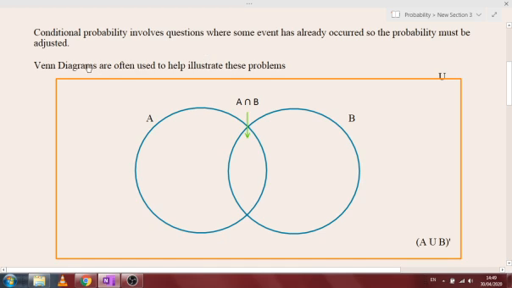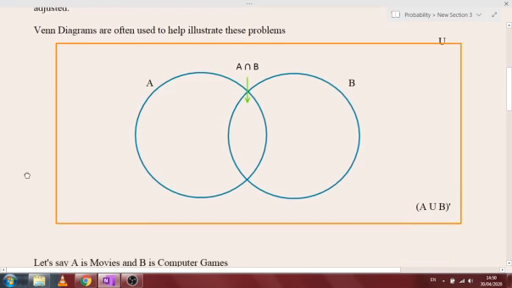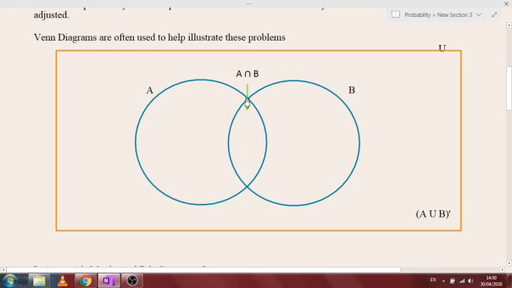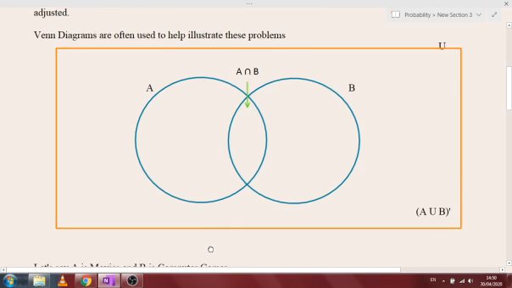So conditional probability involves questions where some event has already occurred. So the probability must be adjusted. There's a certain number that you can eliminate because they'll tell you what has just happened. They use Venn diagrams to illustrate these problems. There's another thing that can be used, but we haven't covered it yet, so we'll stick with our Venn diagrams. We have our A or B or A intersection B, U for your universe, and then for another bit of set notation, A union B complement. That means everything that's outside A union B in this case. So the complement means outside.